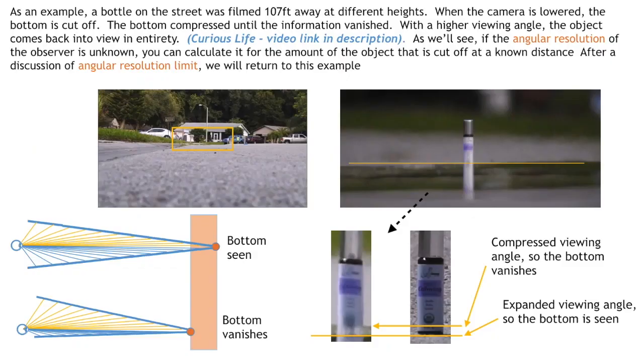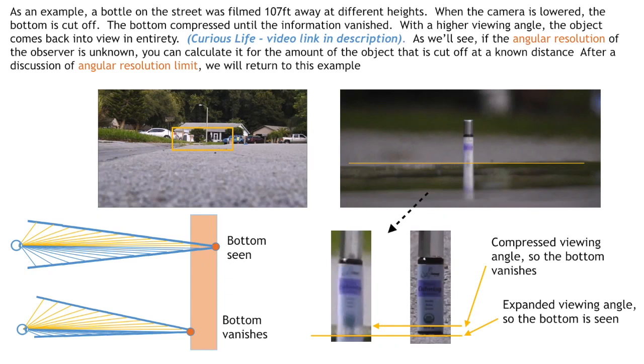As an example, a bottle on the street was filmed 107 feet away at different heights. When the camera is lowered, the bottom is cut off. The bottom compressed until the information vanished. With a higher viewing angle, the object comes back into view in entirety. And again, video link in the description. As we'll see, if the angular resolution of the observer is unknown, you can calculate it from the amount of the object that is cut off at a known distance. After a discussion of angular resolution limit, we will return to this example.